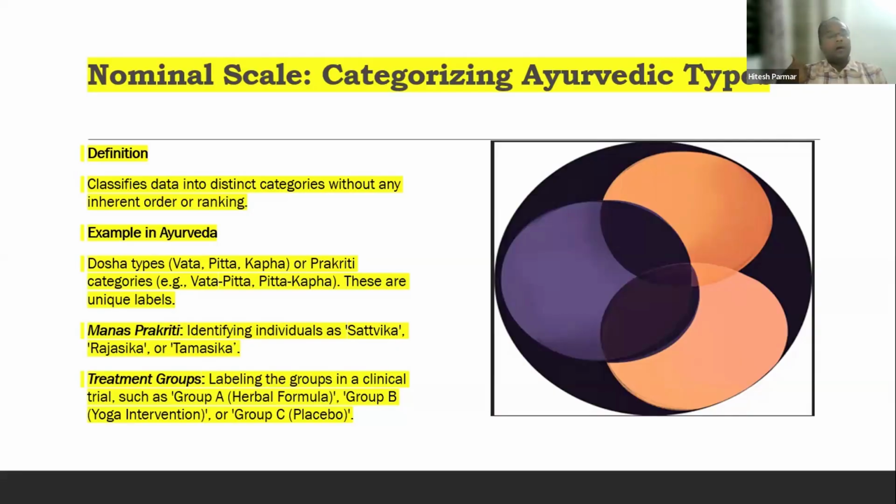Similarly, suppose for dosha type we are giving Vata, Pitta and Kapha, or Prakriti you are categorizing as Vata, Pitta or Kapha. These numbers just represent identification. The blood group also you are identifying. So whatever categorical data you have are your nominal scale of observations.